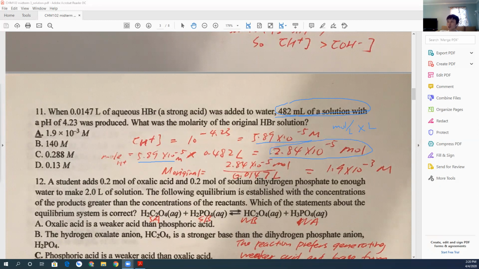And all of this proton comes from the HBr you added, because water has a negligible amount of proton. So you know the volume and the number of moles, and you can calculate the concentration: the number of moles divided by the volume. Again, you want molarity, so you want the volume in liters. So that's the molarity of the original HBr solution. The answer should be A.